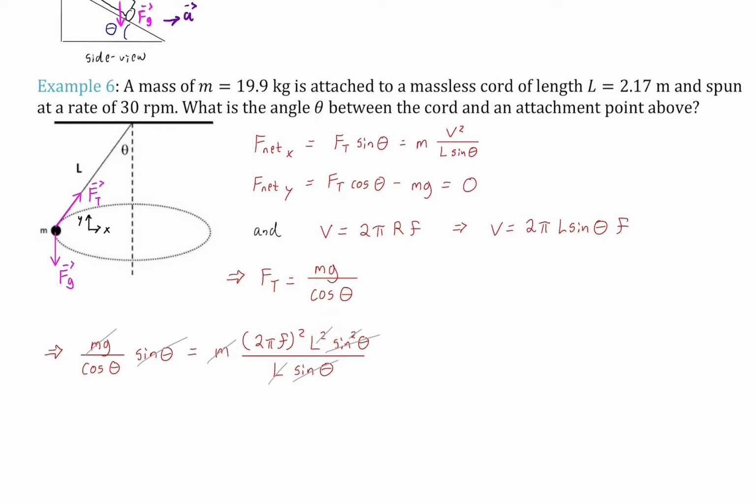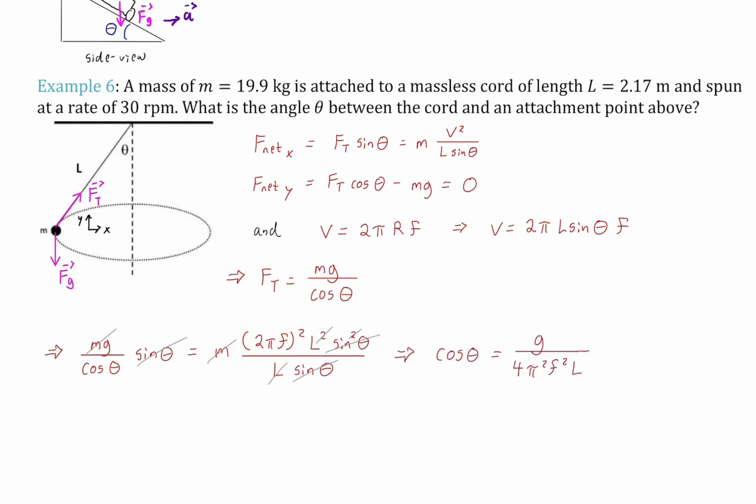Well, that's all divided by L sine theta, so a lot of things start canceling. On the right-hand side, we have a sine theta cancel, and we have another sine theta cancel across the equality. Meanwhile, in this expression, the L squared in the numerator, one of which cancels with the only L in the denominator. The (2 pi f) squared is entirely left, just like the g over cosine theta is left.